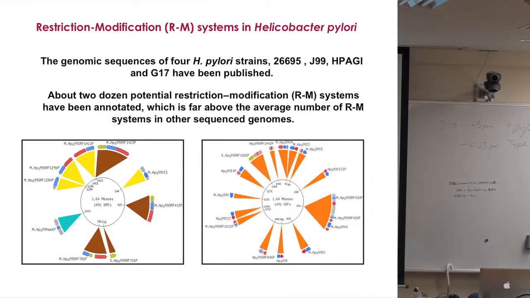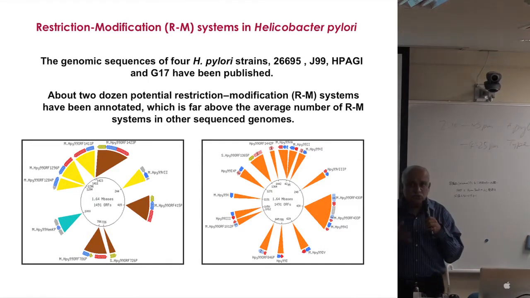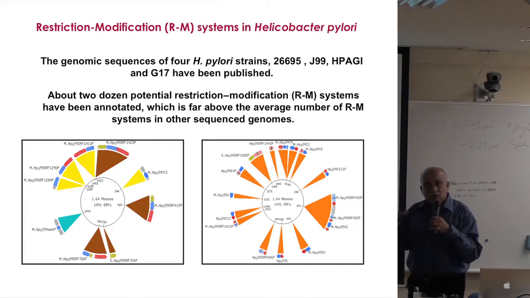Also at that time, one wondered, Helicobacter pylori grows in a very acidic environment, in the acidic niche of the stomach, where the pH can be 2. Where would you have phages coming in at that point? But there are phages, I believe, at least one or two phages which are known to attack Helicobacter pylori. But then the bigger question was, why so many RM systems? From these genome sequences of these strains, it became very clear there are at least 40, 44, 45 open reading frames which correspond to the RM systems.